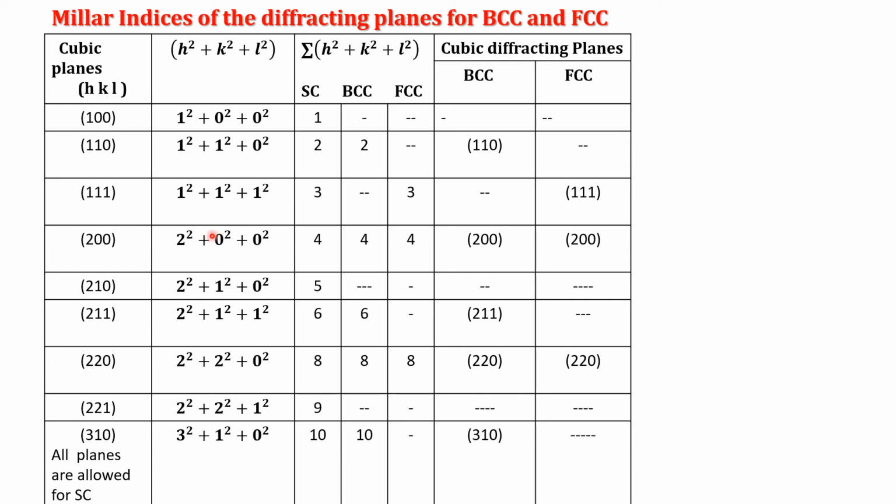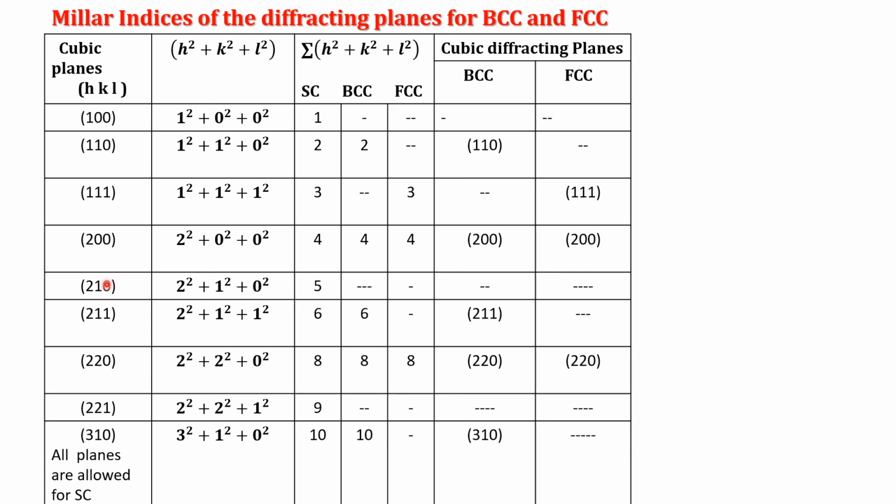See another example, 1 1 1. This is allowed for simple cubic, but for BCC it is not allowed. Why is it not allowed? Since h plus k plus l should be even, and here h plus k plus l is odd. Therefore, it is not allowed for BCC. But for FCC, that plane is allowed. Why is it allowed? Since h, k, l are all odd or all even. Here all are odd. Therefore, for FCC that plane is allowed.